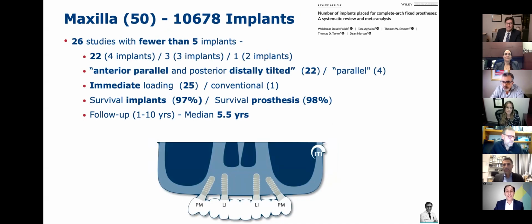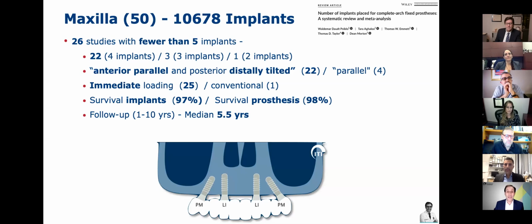So when we look at the maxilla, we looked at over 10,000 implants, and 26 studies actually reported on fewer than 5 implants, being 22 out of 26 with 4 implants, and only 3 with 3 implants, and only 1 with 2 implants. So by far, 4 implants are widely reported in the literature. Again, when the authors use 4 implants, the anterior parallel and the 2 posterior distally tilted, like you see in this illustration, was the most widely used configuration.